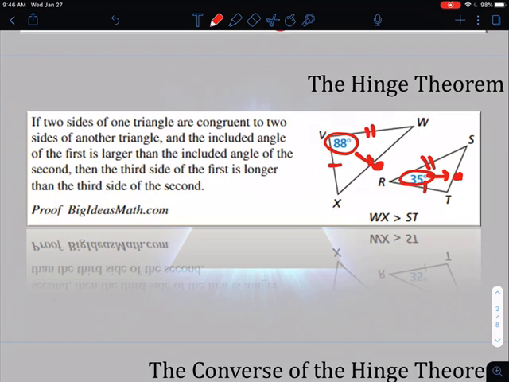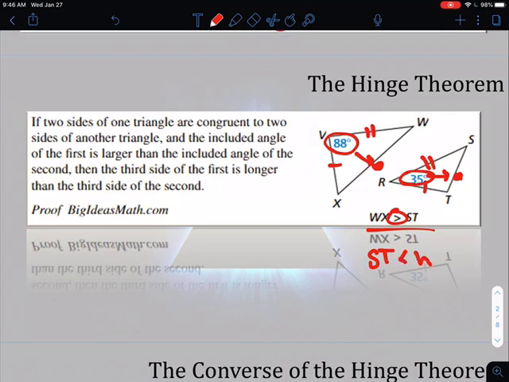And whatever is across from the smallest angle is going to be the smallest side. It's a lot like what we talked about in the last section within the one triangle. Biggest angle, biggest side. Smallest angle, smallest side. So down here in the statement, we're saying that side WX is bigger than side ST. So WX has a larger value than ST because it's across from the bigger angle.